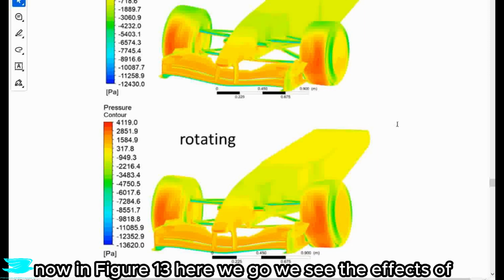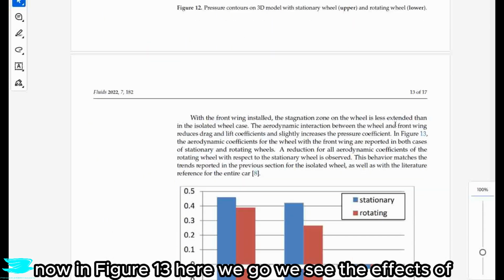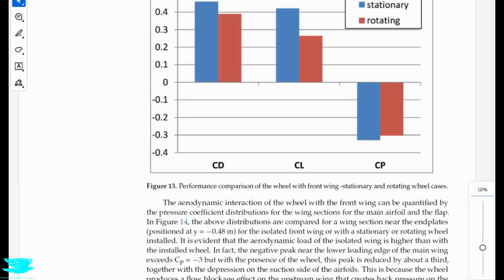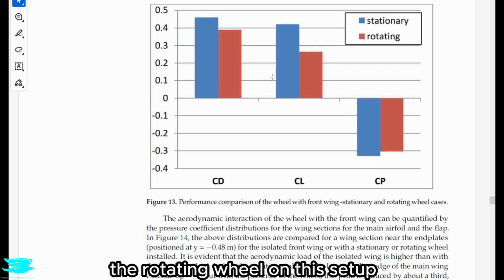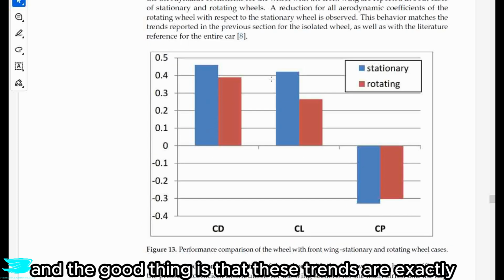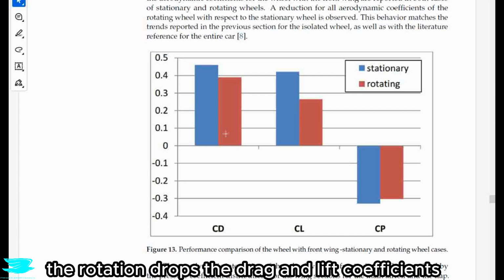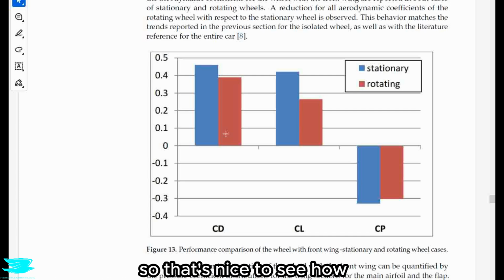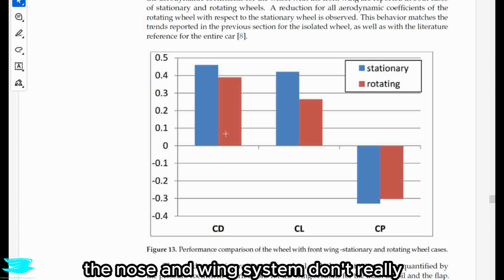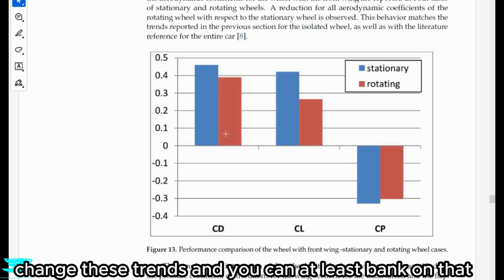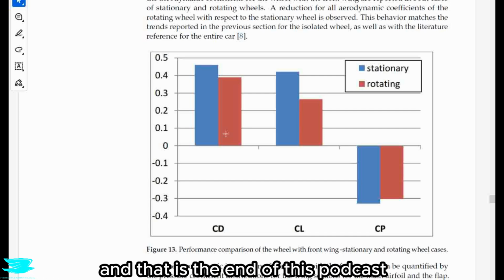Now in figure 13, here we go. We see the effects of the rotating wheel on this setup. And the good thing is that these trends are exactly the same as we saw with the isolated wheel. The rotation drops the drag and lift coefficients quite a lot. So that's nice to see how the nose and wing system don't really change these trends, and you can at least bank on that. And that is it in this podcast.